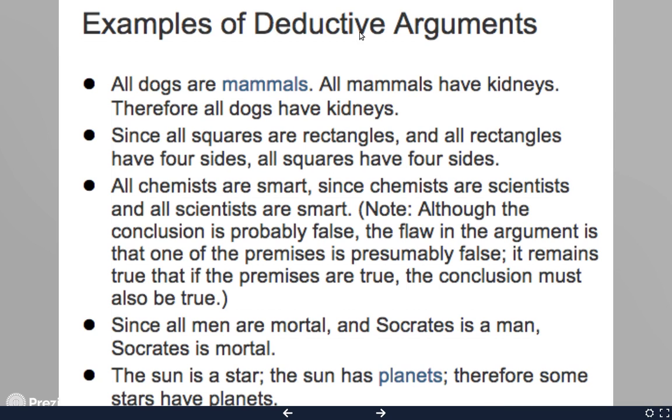So here are some examples of deductive. All dogs are mammals, premise 1. All mammals have kidneys, premise 2. Therefore all dogs have kidneys. This is very general to more specific. Dogs have kidneys. So here's a few more if you want to read. Since all men are mortal, premise number 1, and Socrates is a man, premise number 2, Socrates is mortal. So going from general to specific.